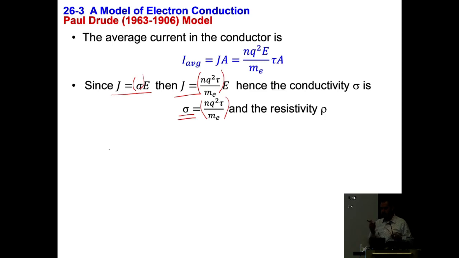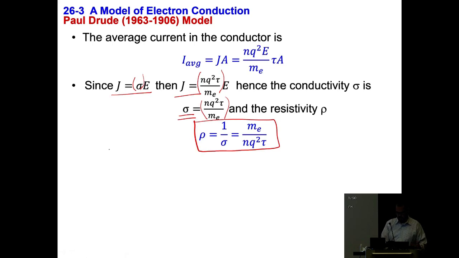So if you give me a material and you give me the number of free charges in that material per unit volume, and you give me also how much time it takes for an electron between collisions, I can determine what is the conductivity, and 1 over conductivity is the resistivity. So I can divide or invert this to get the resistivity. So the resistivity is equal to the mass of the electron divided by n, the number of free electrons per unit volume, times q squared times tau, the time between collisions.